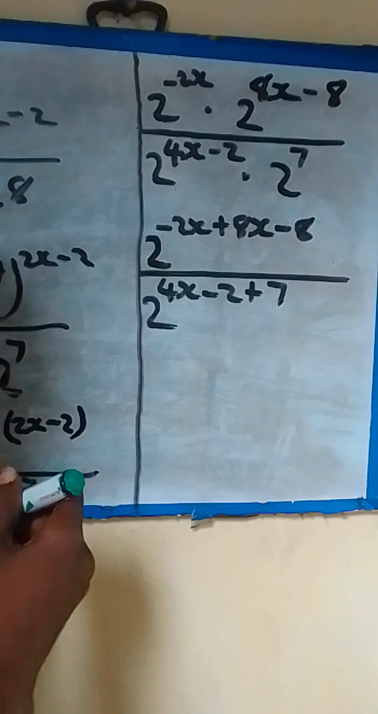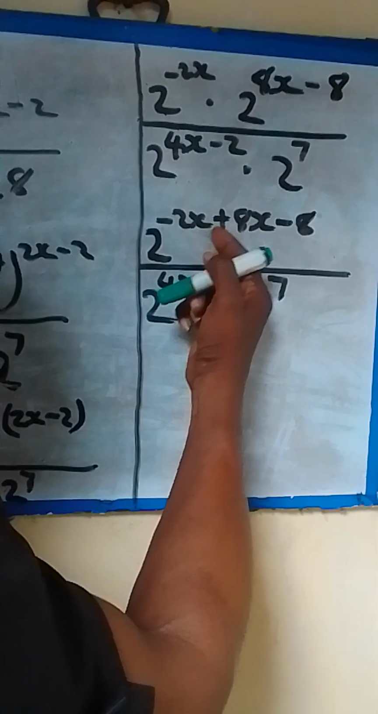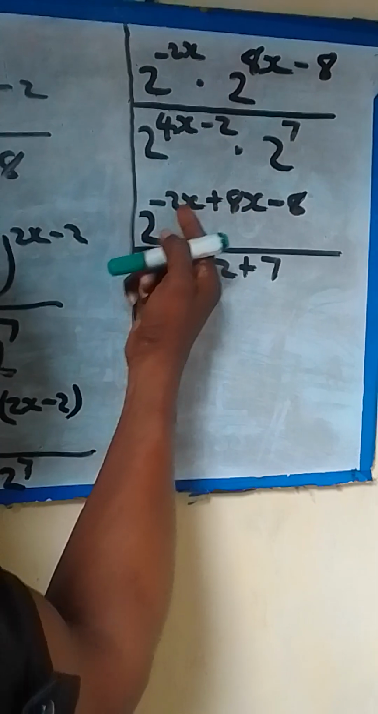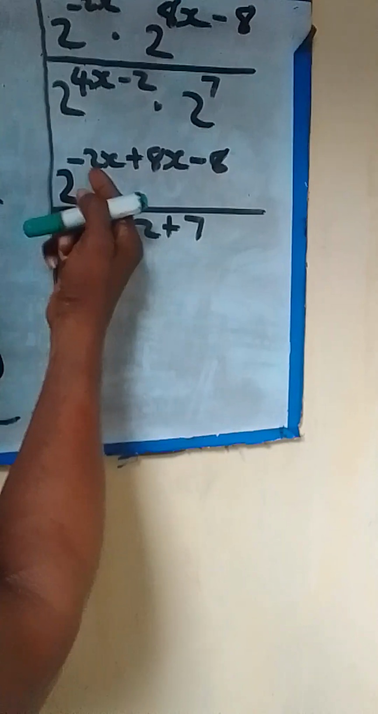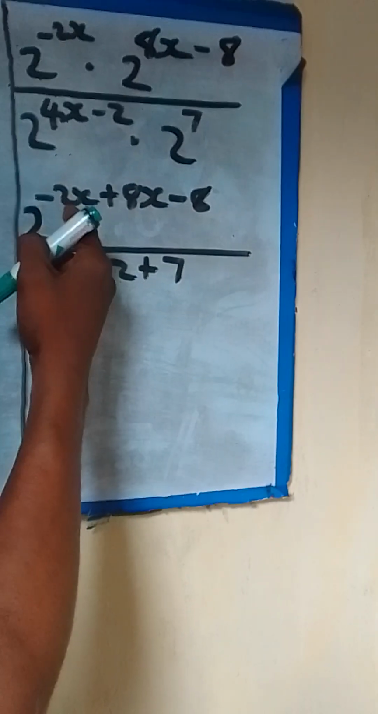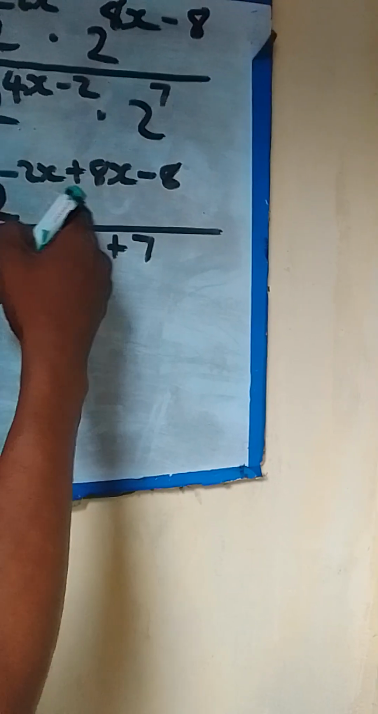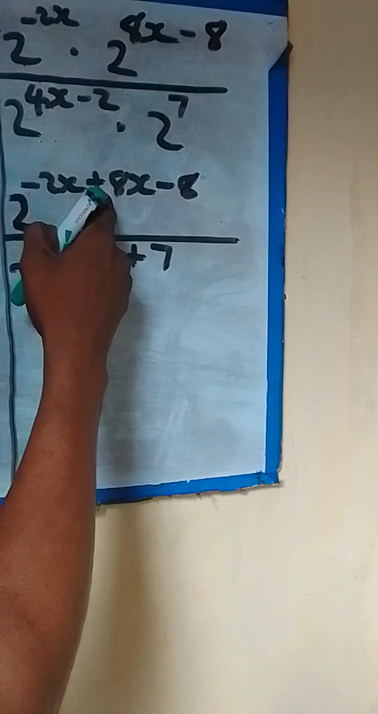Now, in this case, you see that we have minus 2x plus 8x minus 8. So we collect like terms here. So minus 2x plus 8x. Like I said, when two numbers of different sign come together, you subtract the smaller one from the bigger one, but let the result carry the sign of the bigger number.